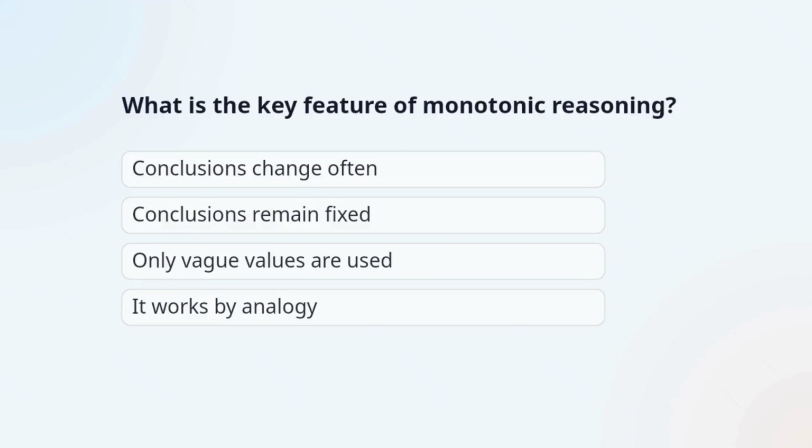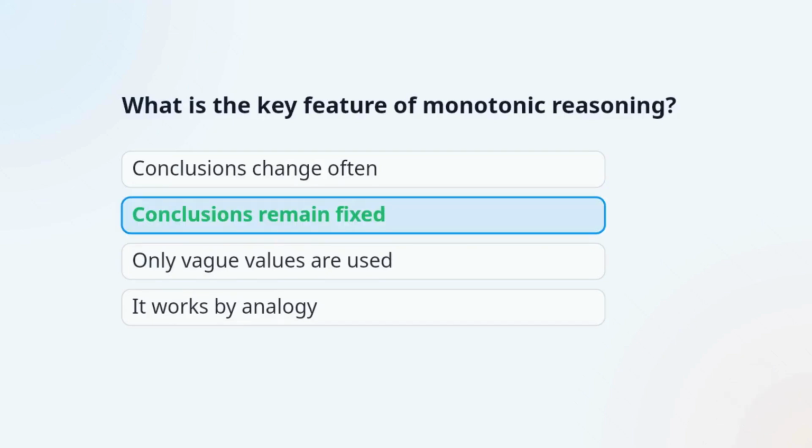Question 2. What is the key feature of monotonic reasoning? The correct answer is conclusions remain fixed. In monotonic reasoning, once a conclusion is drawn, adding more information does not reverse it.